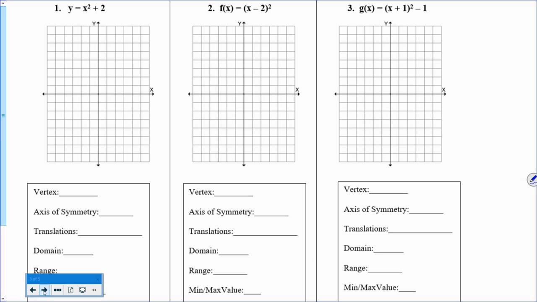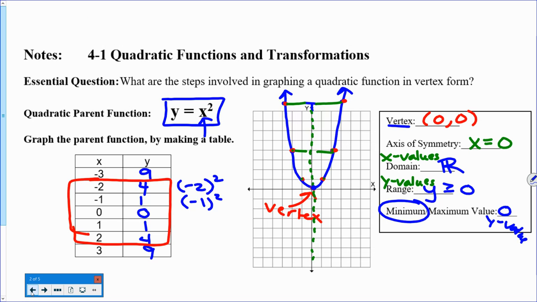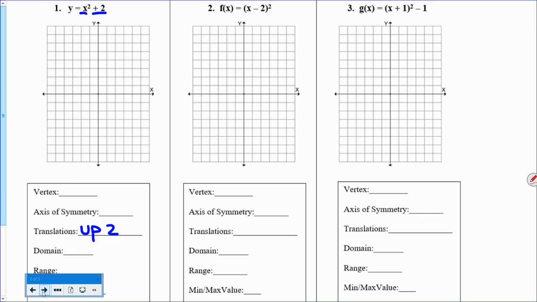All right, so I have my parent function, but then I have a plus 2 after. Do you remember what that does to your graph? It's going to move it up 2. Okay? So if I'm moving everything up 2, we'll just focus on these 5 points, and they are all going to move up 2. That makes sense. All right, so instead of starting at 0, 0, it's starting at 0, 2.